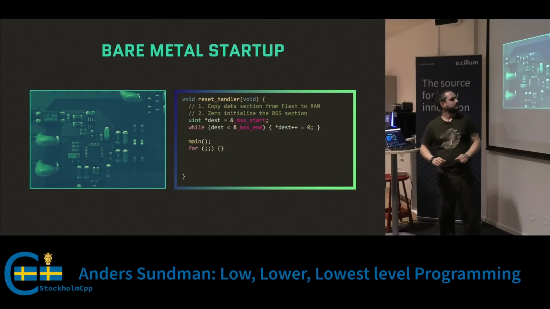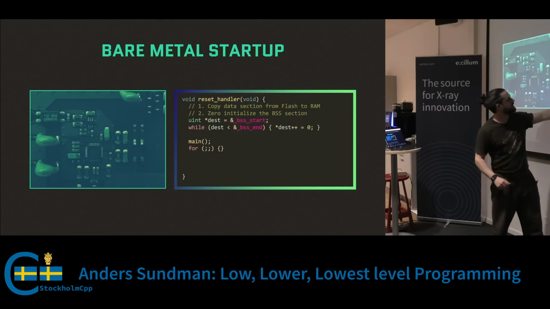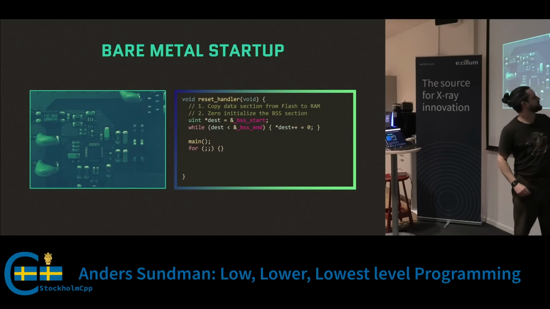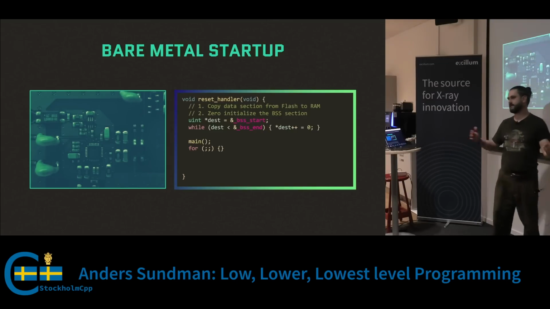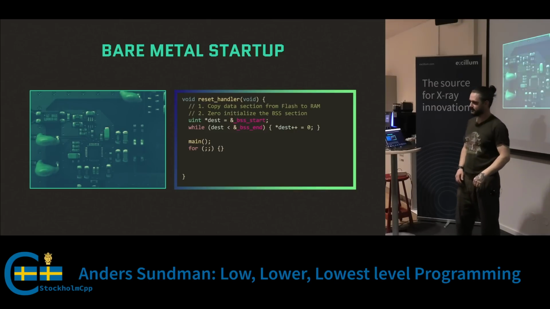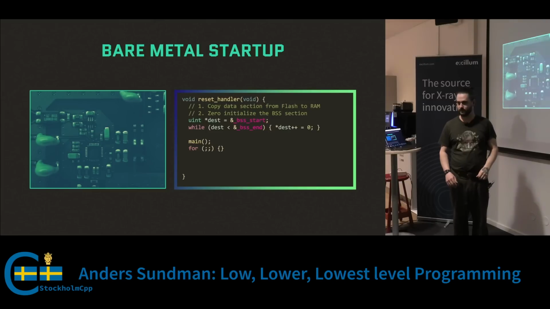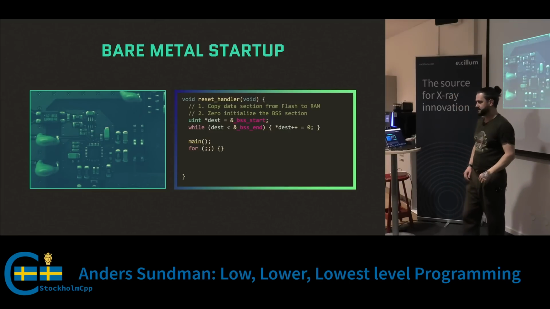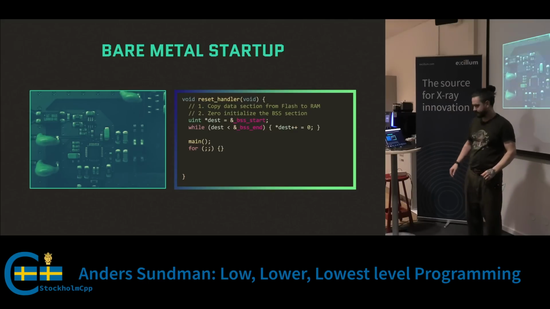So what we can do is this. Take the iterators, take the first where it starts, and just plus dereference equal to 0. This is a very naive way, of course, of assigning 0 to everything between start and end, but it gets the job done. So this is how we zero initialize the BSS section.